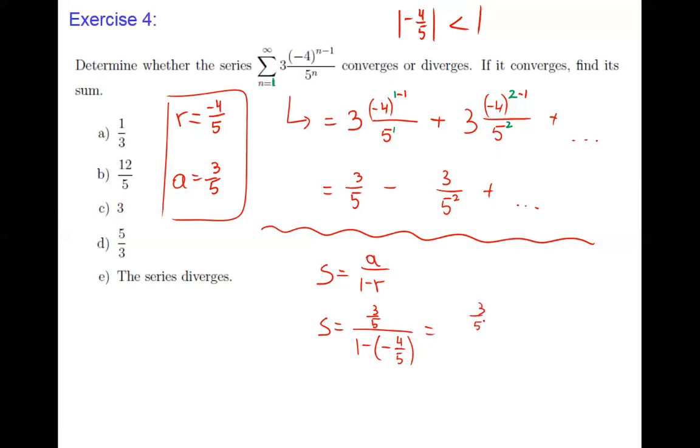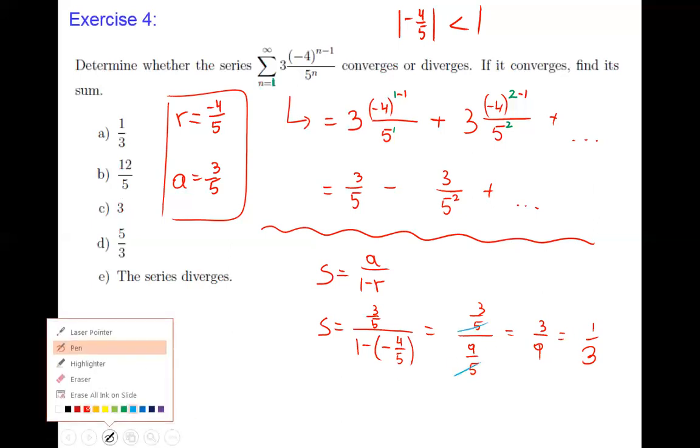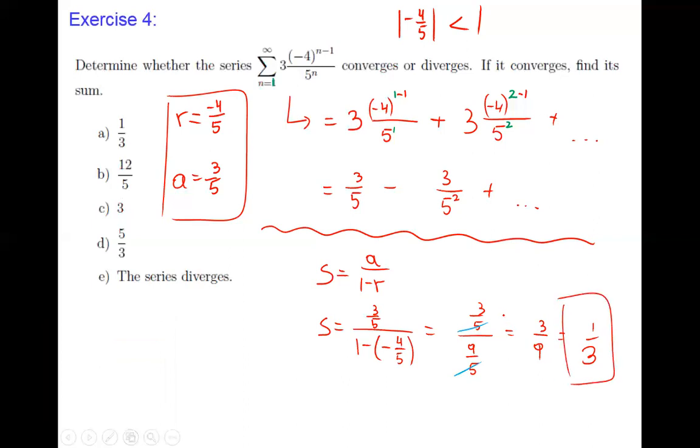Okay, 3 over 5, and adding, we will have 9 over 5, because I add 1 plus 4 over 5, which is of course 9 over 5, and then 3 over 9, which is 1/3. Of course I did this and then simplified. That means my final answer is 1/3. The infinite series converges to 1/3.